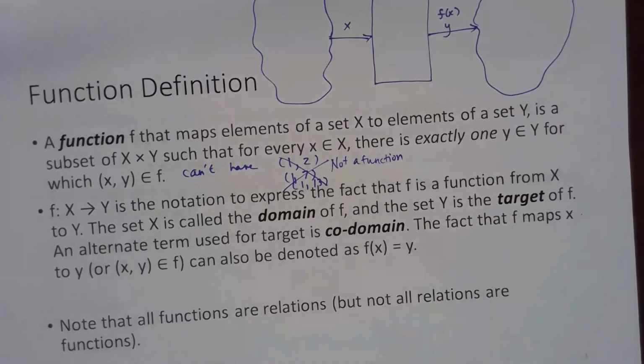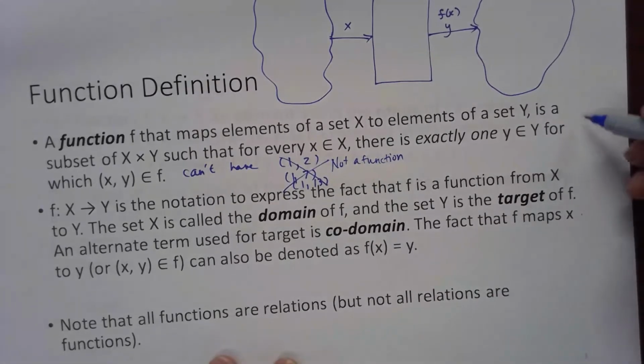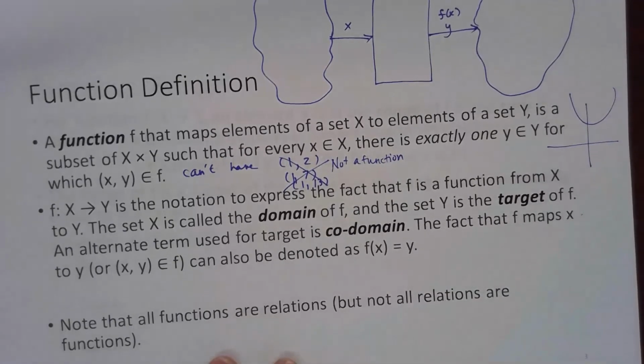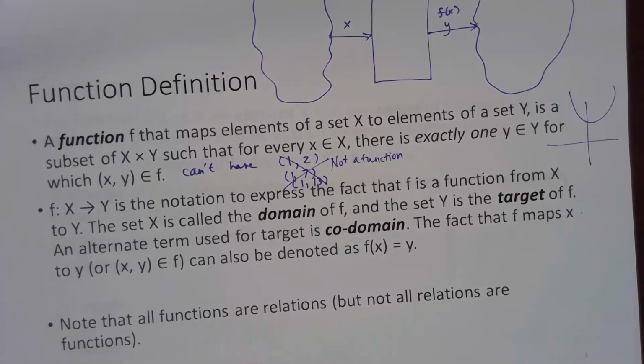But in a function, you can't have the same x value mapping to different y values. It has to map to exactly one unique y value. And you've probably seen, if you're thinking about continuous functions rather than discrete functions like we're talking about, you might think, let's say I had a parabola, and I wanted to know, is this a function? You're probably familiar with the vertical line test, right?